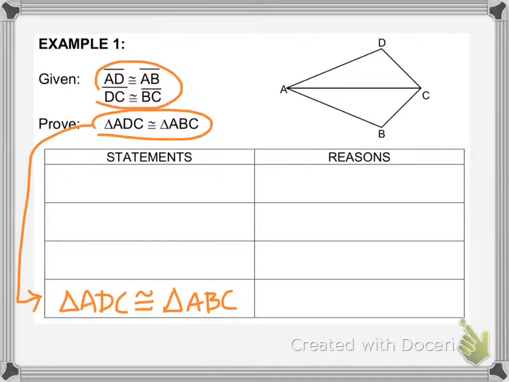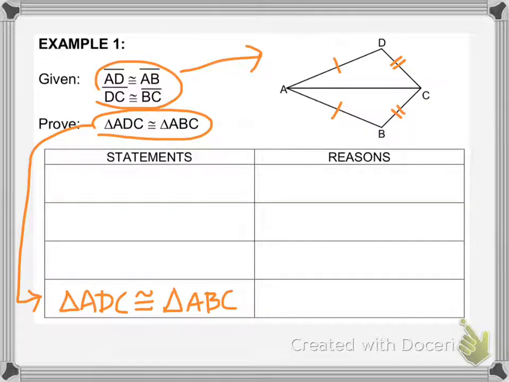If you just look at these triangles, let's first put the information that we know on the triangle. That's step one, to mark your picture. The first thing it says is AD is congruent to AB. AD and AB, so you show those two segments are congruent with tick marks. Second one, segment DC is congruent to segment BC.